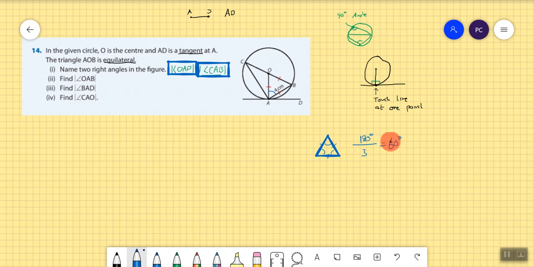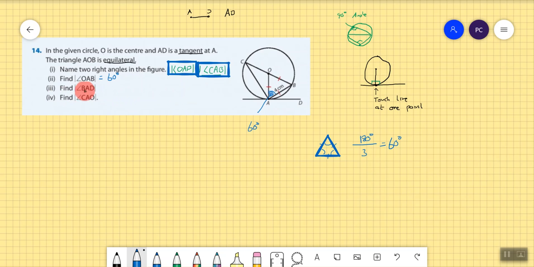So what we can say is that one of these angles in an equilateral triangle will be 60 degrees, and that's what this angle here is going to be. So this will be 60 degrees. So OAB is equal to a 60 degree angle. So that's that first one.